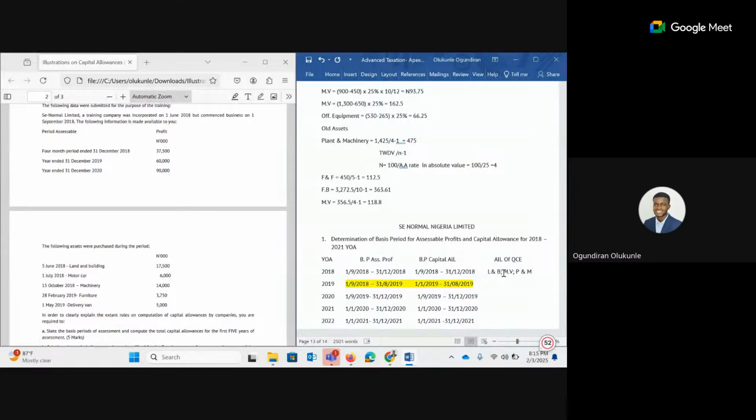All right, so let's look at the next one. We have 28th February 2018. So where does 28th February 2018 fall? First year, second year, third one? Second year. So we have furniture, right? Yes. All right, so the next one, we have delivery van, right? Delivery van is purchased when? 1st May 2019. So where does it fall? Second year.